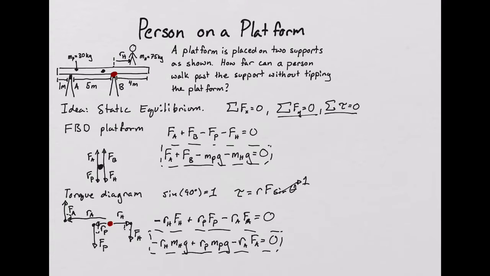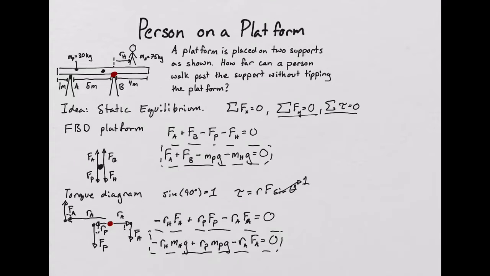Now let's take a short pause as a reminder. The problem is asking for this distance, R_H, that the person can walk past the end of the platform before the platform starts to tip. With the two equations that I've written out, I have 3 unknowns. I have F_A, F_B, and R_H. With 3 unknowns and 2 equations, this problem might seem difficult at this point.